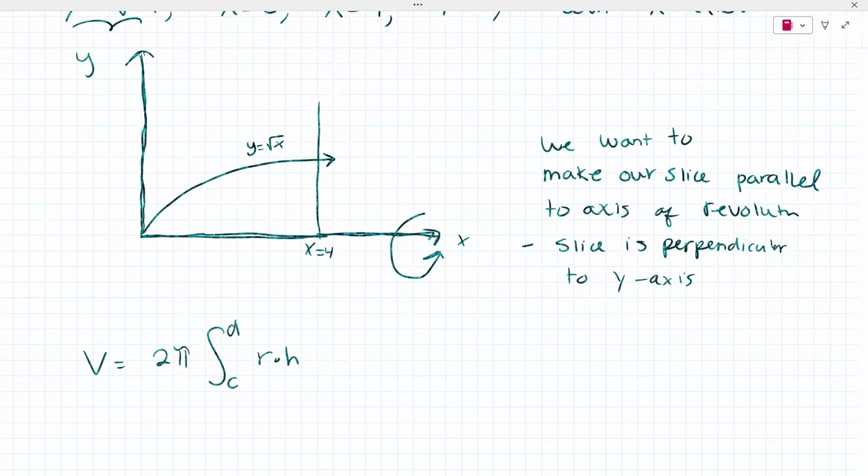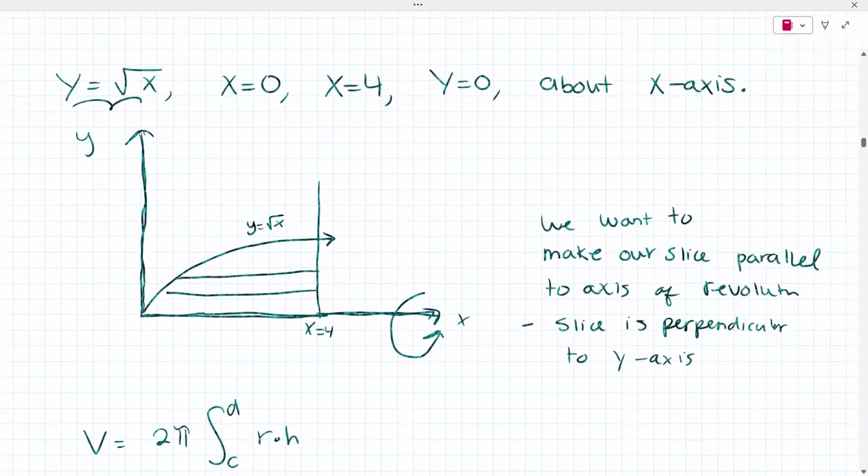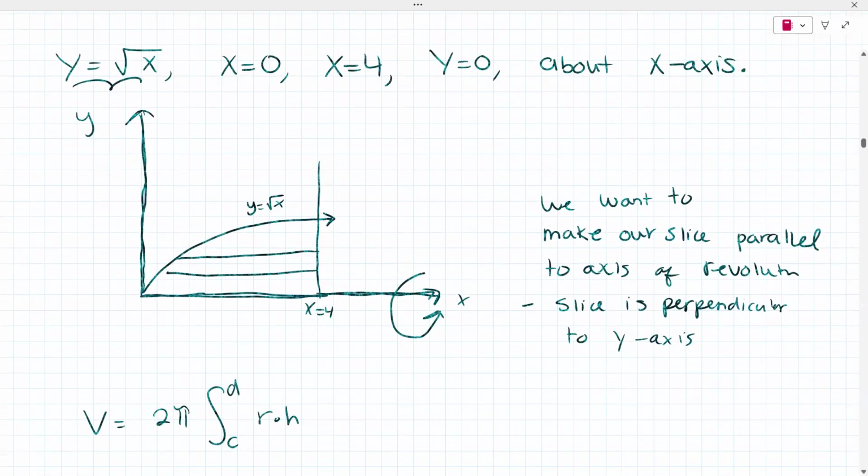so our little rectangular slice would look like this. So why are we making it horizontal like this? Because it says our slice has to be perpendicular to the y-axis. So here's the y-axis. It's revolved about the x-axis, and that means our slice is perpendicular to the y-axis here. Remember, perpendicular makes a 90 degree angle like that. So this is perpendicular to the y-axis.